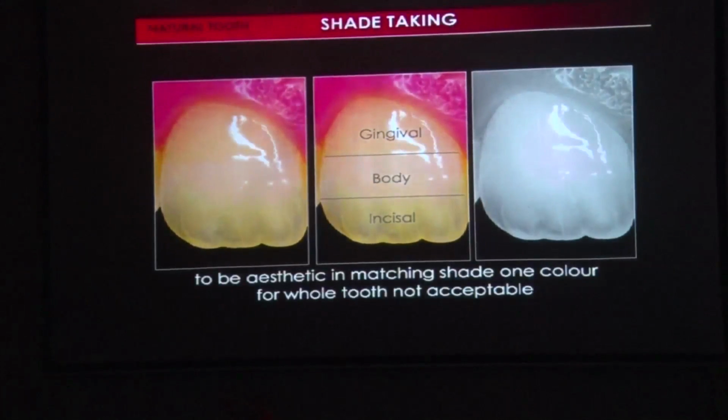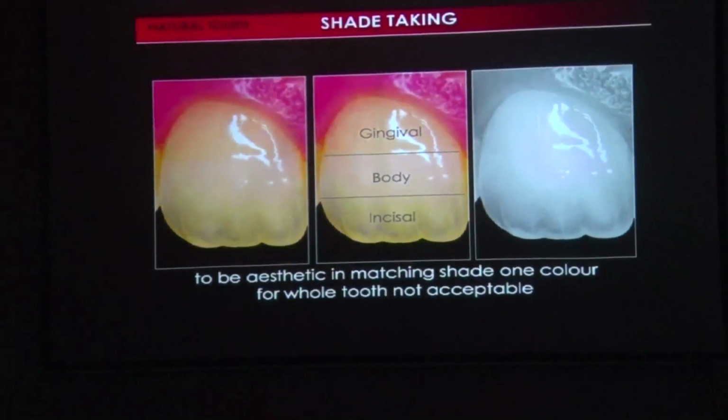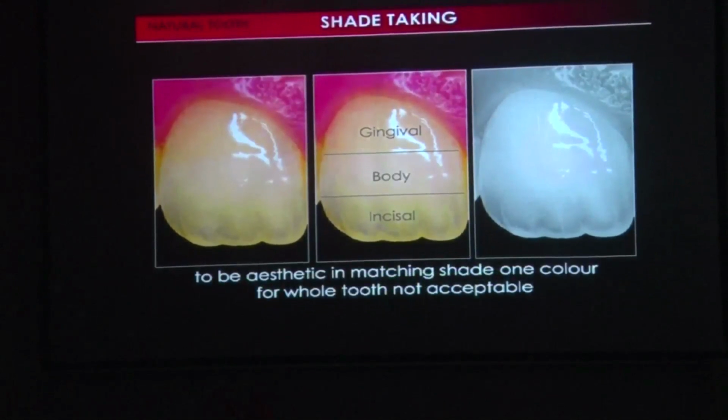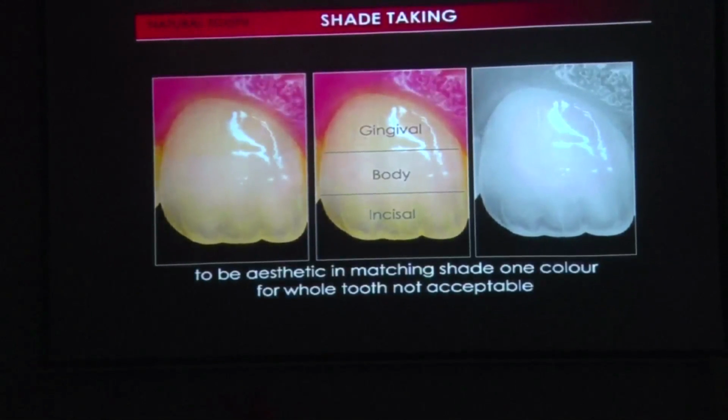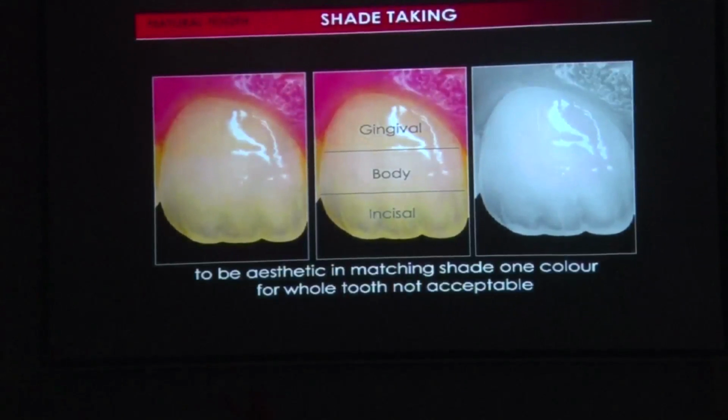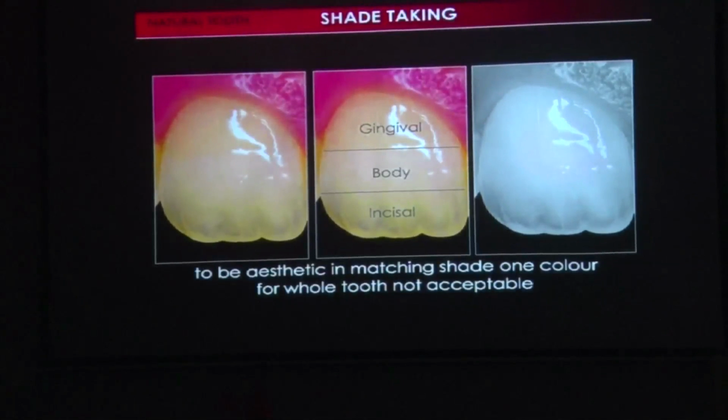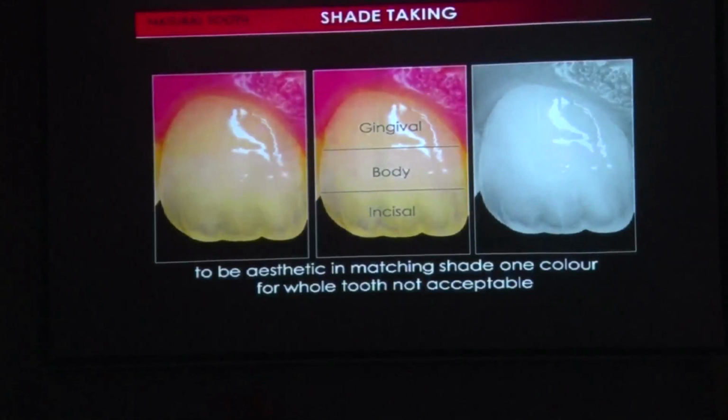Now when you have to do shade mapping, basically the tooth is divided into three zones: gingival, body and incisal. To be aesthetic in matching shade, one color for the whole tooth is not acceptable. And that is very rampant in many clinics. I have seen many of them communicating shades to technicians. Sometimes they don't even take shades and they tend to forget. And then the next day when the technician calls them, "Doc, what is the shade?" The most common shade to be communicated is A2. So you're making your technician's job much easier. He is going to paint A2 from incisor to cervical. So when he does that, the tooth looks monochromatic.